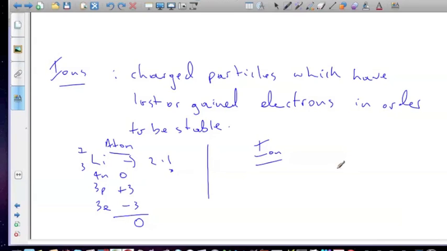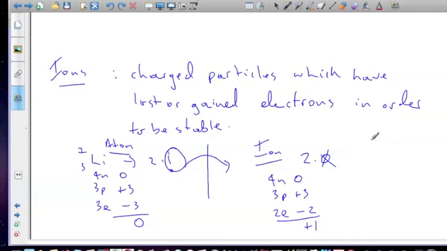Well, for the ion, we said it was going to lose that outer electron. So if you like, its new configuration is 2-0 or just 2. It has 4 neutrons, charge is 0. It has 3 protons. No protons have been lost. They're in the nucleus. Charge is +3. But it now has only 2 electrons, -2. Overall, that's a charge of +1. So lithium is plus. We say +1, but normally we just write the plus.